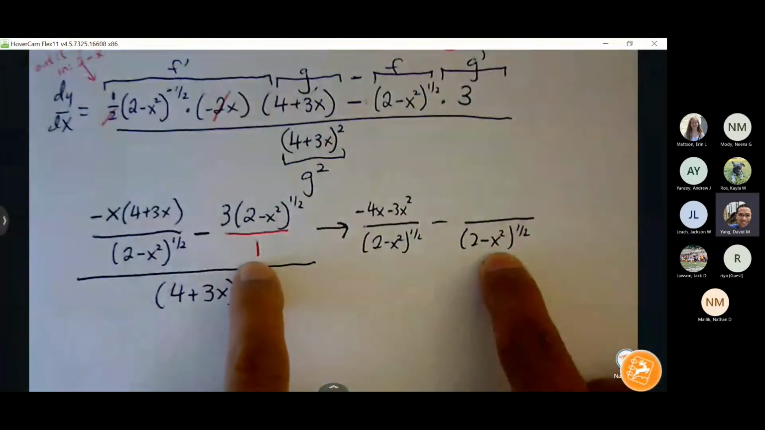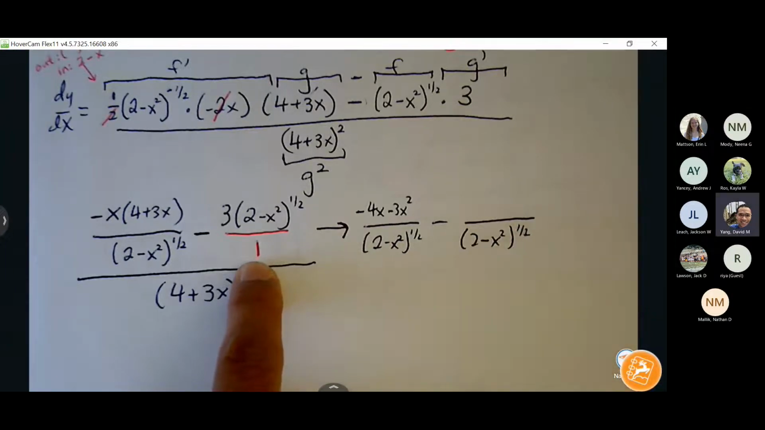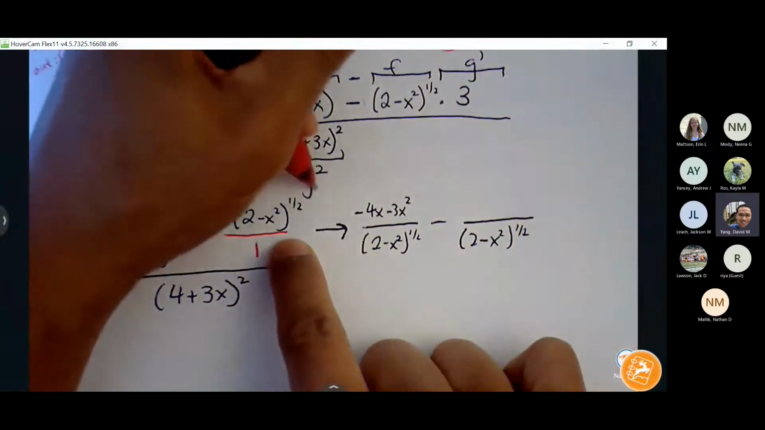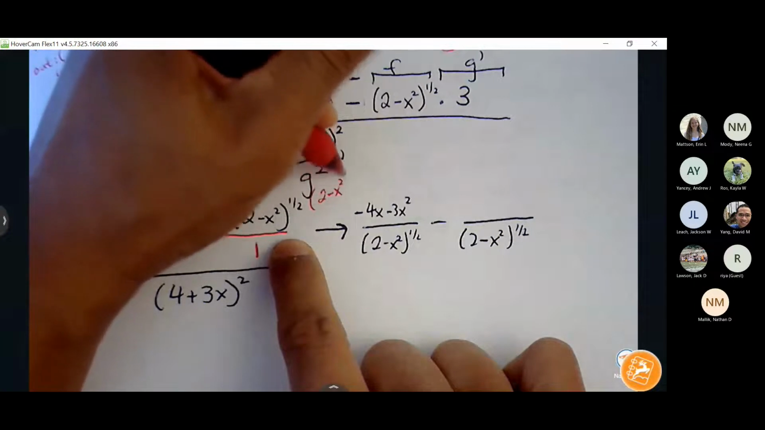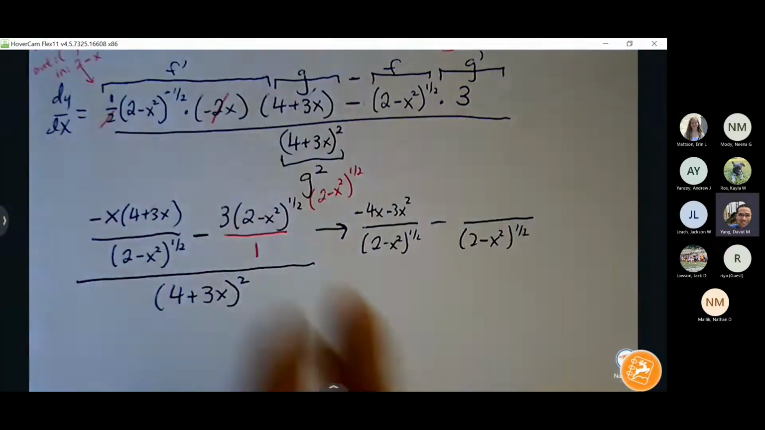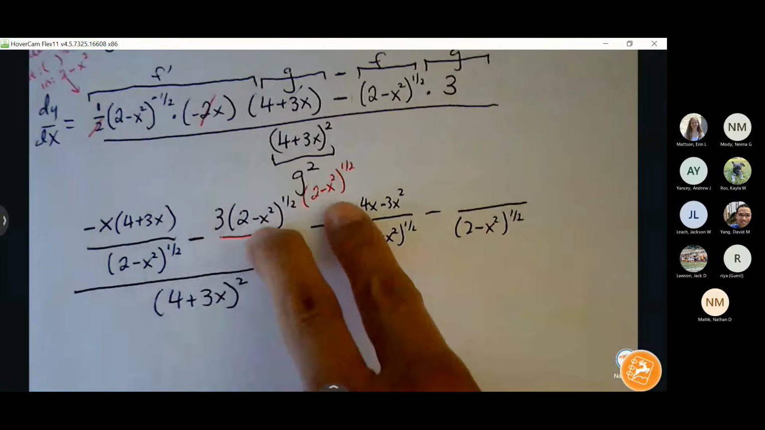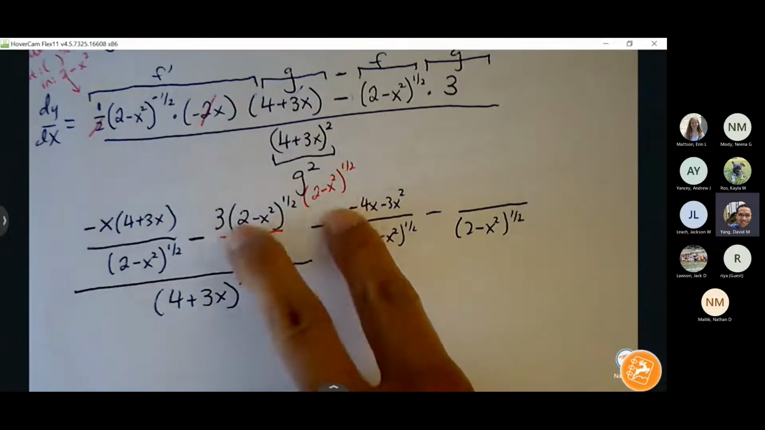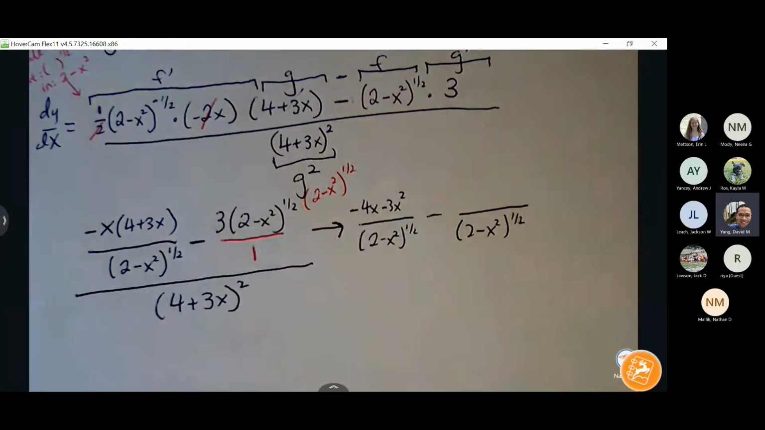Any adjustment needed here from here to here? Yes, right. So what did it take for me to get from 1 to this new one? It's this, right? So I need to multiply the numerator by the 2 minus x squared to the 1/2. And what's the nice thing about doing that? It combines together, because 1/2 plus 1/2 is 1. So that just becomes 2 minus x squared, and I can distribute the 3 through.